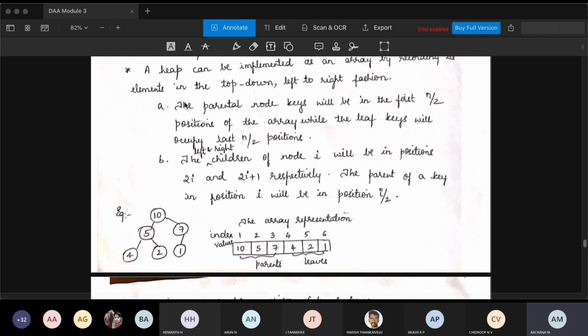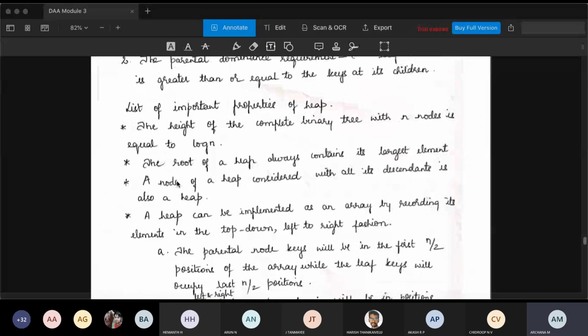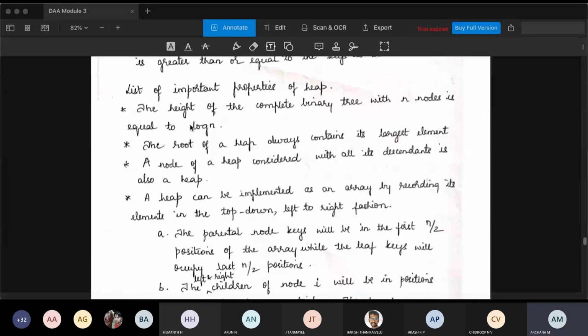Okay, that is one property. Understood that? The height of heap is always log n. The root of heap is always the largest element. The node of a heap is considered, even if it is a descendant, whatever descendants you keep on adding, everything is considered as a heap. Heap can be implemented as an array by recording its elements in top down, left to right fashion. I'll show you what is that.